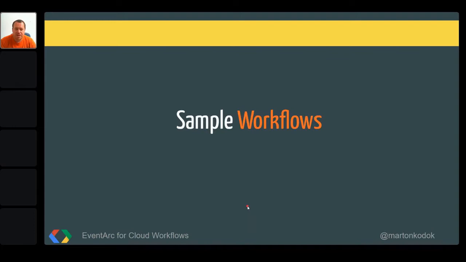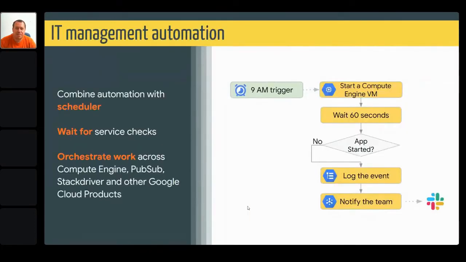Quickly jumping to sample workflows. In the beginning, there will be something basic, like for example, you could have a scheduler which at 9 a.m. starts a Compute Engine VM. You would have a wait phase for 60 seconds in order to boot up, and eventually, if it doesn't, then log the event in the cloud log system and notify the team on Slack that something didn't happen. Which is just a basic example, like a hello world thing to see. Here, the workflow is being started based on a scheduler event.